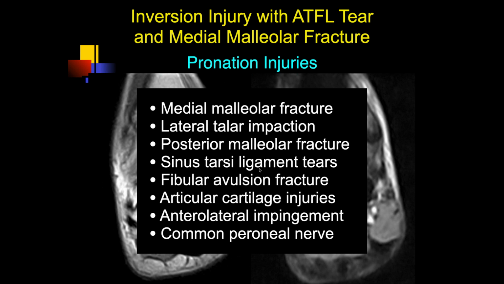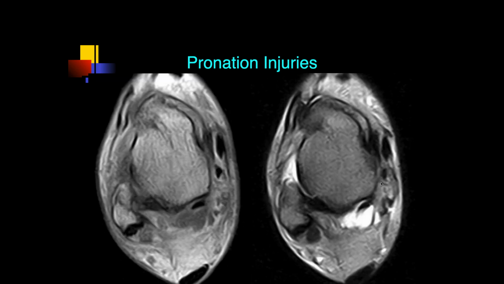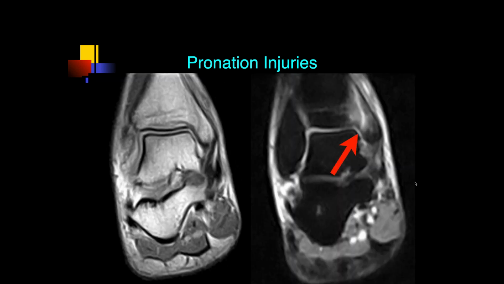You can get tears of the sinus tarsi ligaments, and so this is a major cause of sinus tarsi syndrome, where you get instability of the center of the ankle. You can get avulsion injuries off the fibula. So in that particular case, what you would have would be a fracture of the distal part of the fibula.